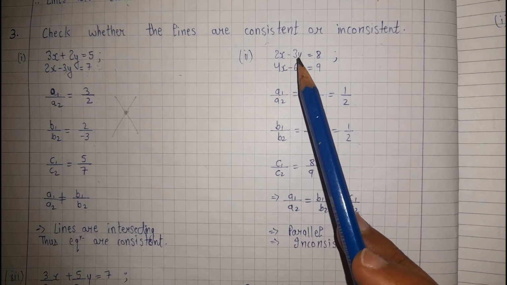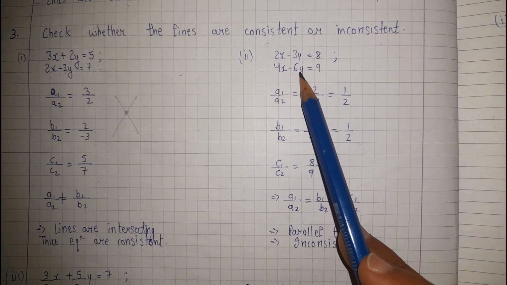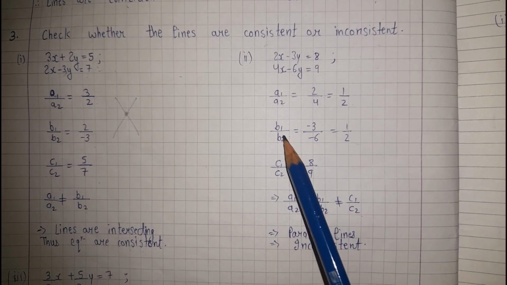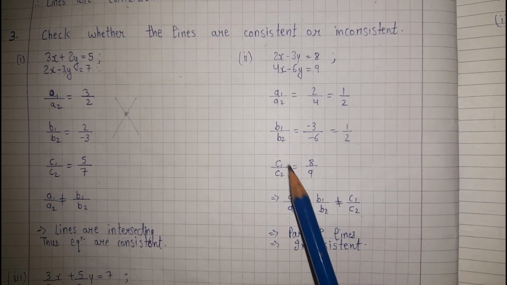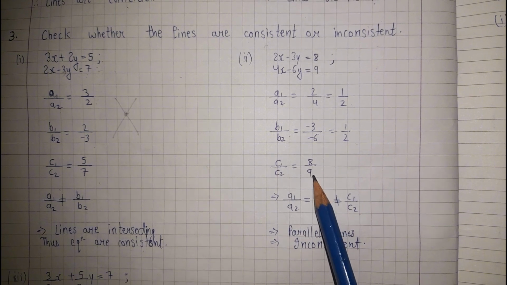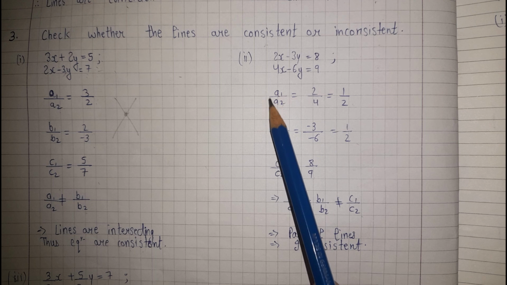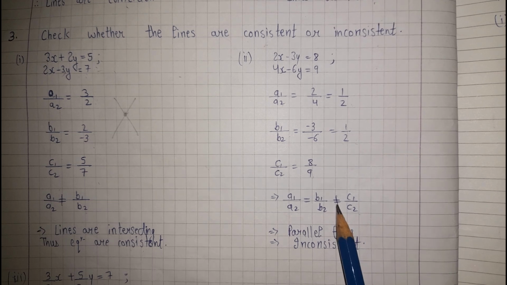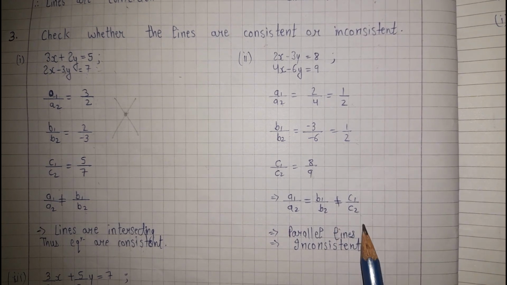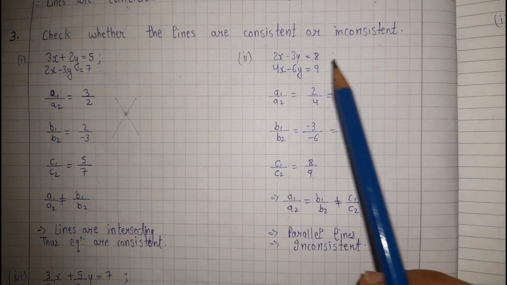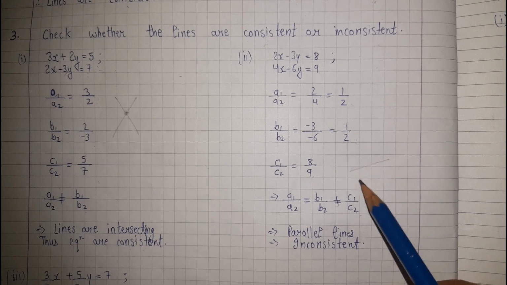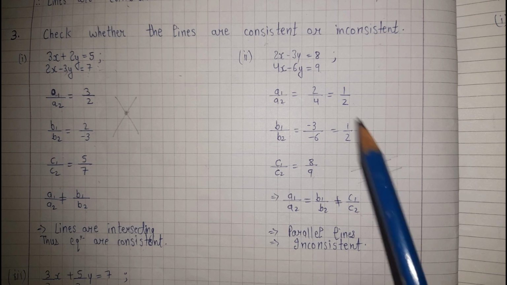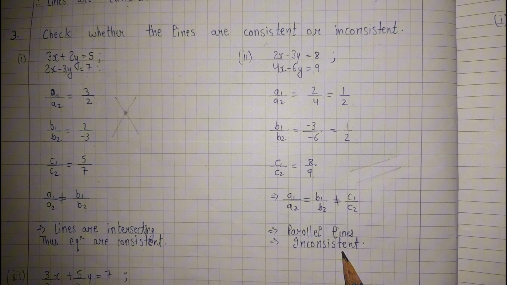Second part, 2x minus 3y is equal to 8, 4x minus 6y is equal to 9. In this case, a1 upon a2 is equal to 1 by 2, b1 upon b2 is equal to 1 by 2, c1 upon c2 is equal to 8 upon 9. So it's clearly visible that a1 upon a2 is equal to b1 upon b2, that is 1 by 2, but not equal to c1 upon c2. So this is the condition for parallel lines. Parallel lines don't cut each other at any point, so they don't have any solution. That is, these two equations are inconsistent equations.